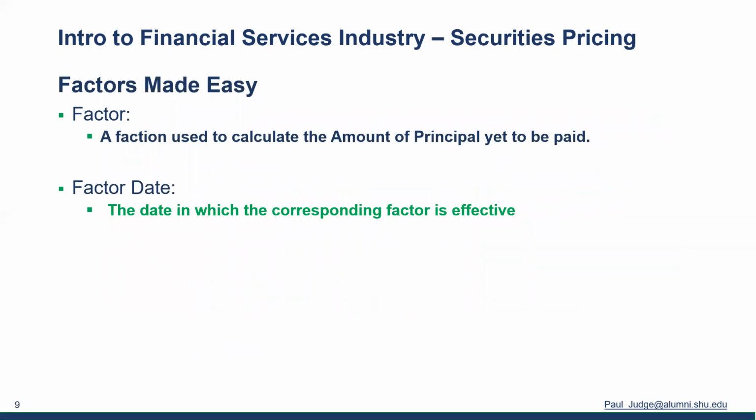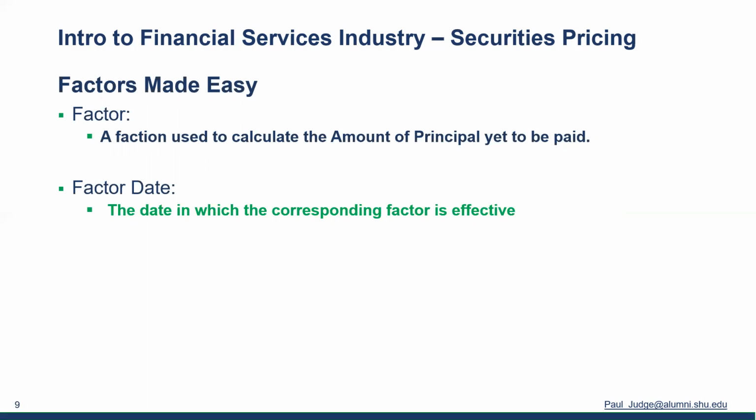So again, I did this slide, factors made easy, right? A factor is a fraction, I'm sorry, a fraction used to calculate the amount of principal yet to be paid. That's what a factor is. So how much of the principal of that bond has yet to be paid? That's what a factor is. Factor date is a date in which the corresponding factor is in effect.